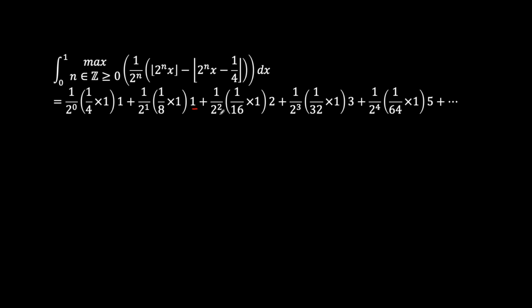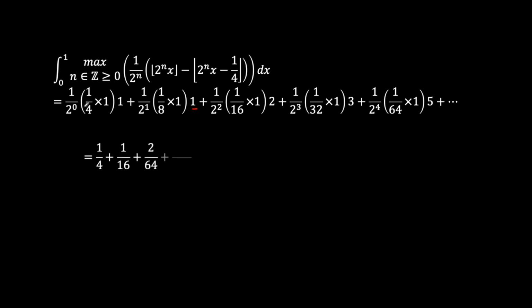When n equals 2, 1 over 2 to the power 2, the width of the rectangle is a 16th. And then the height is 1. And there are 2 rectangles to be considered. When n equals 3, 1 over 2 to the power 3, the width of the rectangle is 1 over 32, and then the height is 1, and then there are 3 rectangles to be considered. And when n equals 4, 1 over 2 to the power 4 is the constant, the width of the rectangle is 1 over 64 times half, which is the height, and then there are 5 rectangles, and we continue so on and so on.